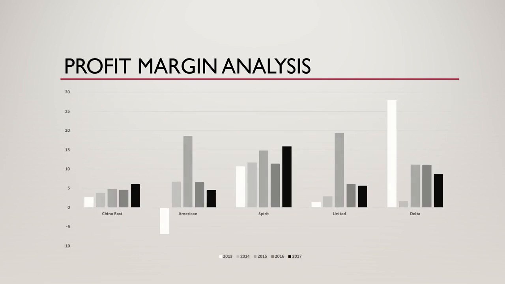This is another chart to kind of give you a better idea of it. So China East with a small profit margin increase. American, United, and Delta seem to just have peaked in 2015 and are slowly coming off. Spirit has a consistent growth in profit margin that looks pretty good, and then Delta seems to be going backwards.